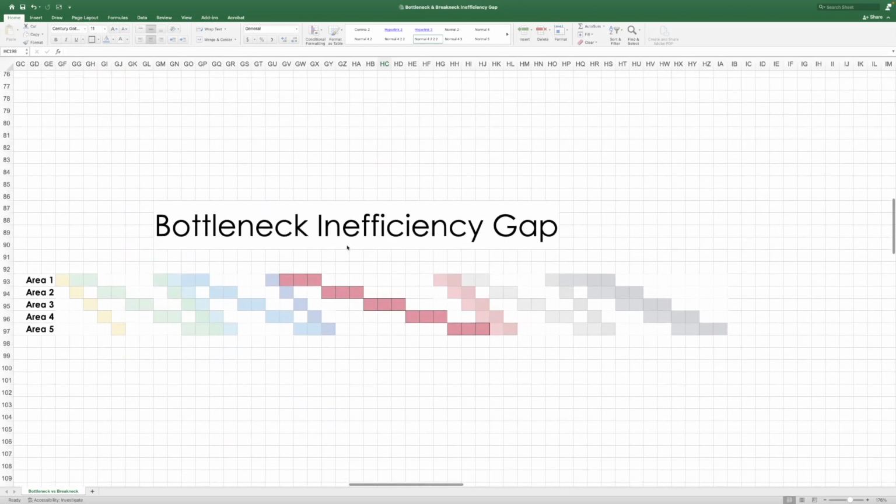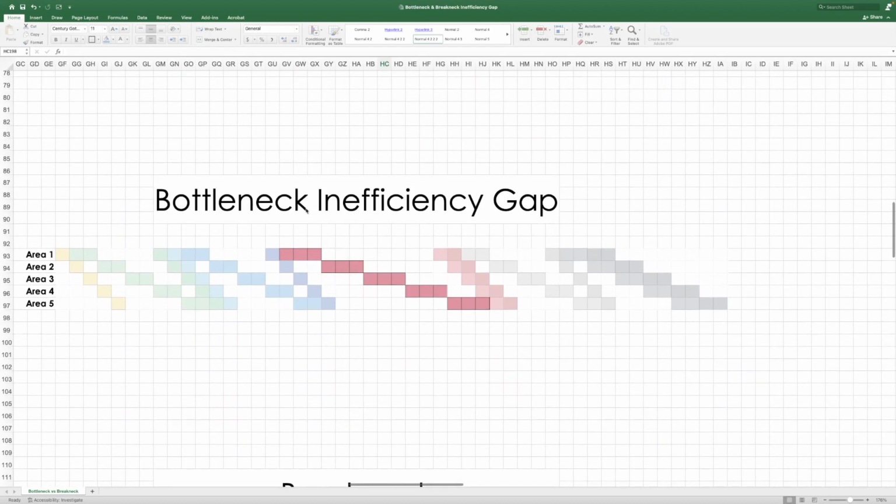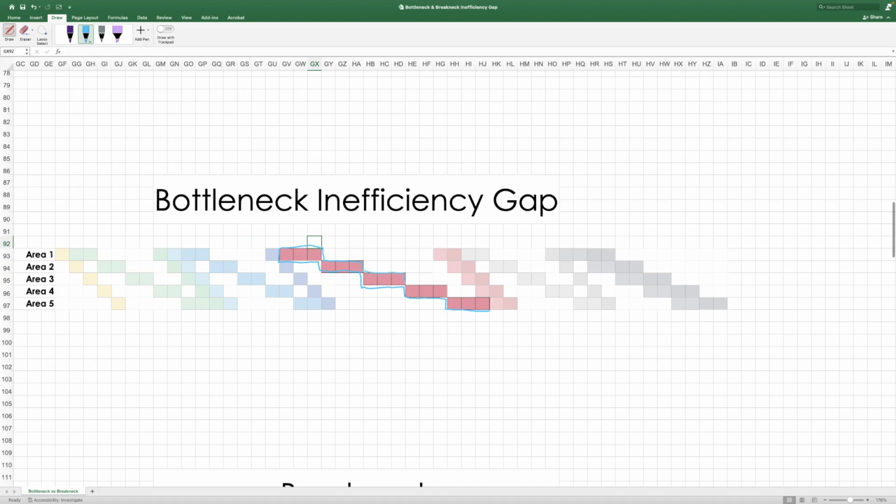The bottleneck inefficiency gap is actually the bottom one. And let me draw it out for you. So if you have this, let me get my pen. If you have this production rate right here, then the reason why the inefficiency gap below appears is because you have a trade that is flowing faster than the actual bottleneck. And because of that, you get this gap. So this is the bottleneck inefficiency gap.